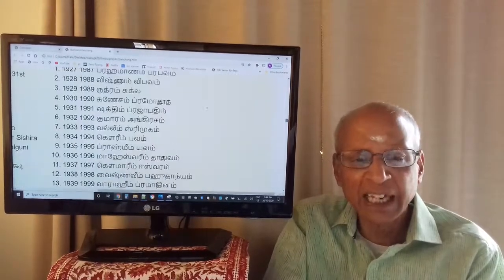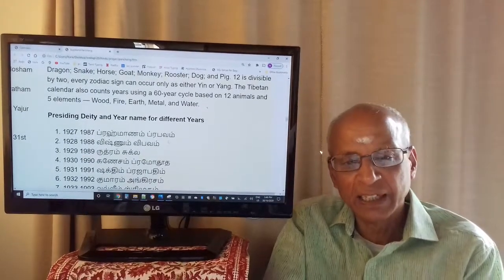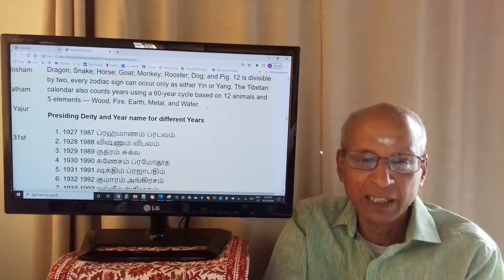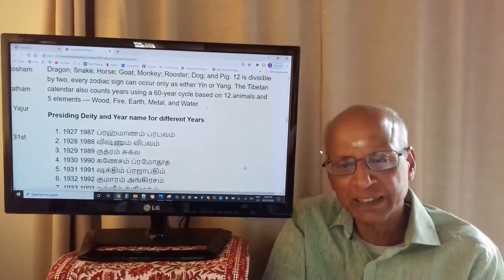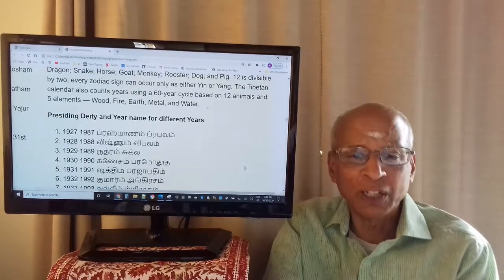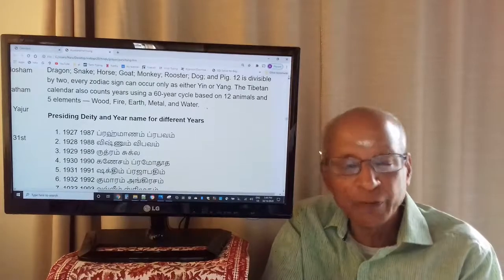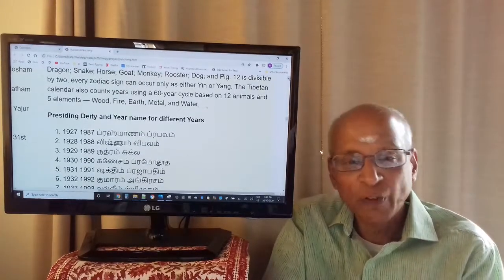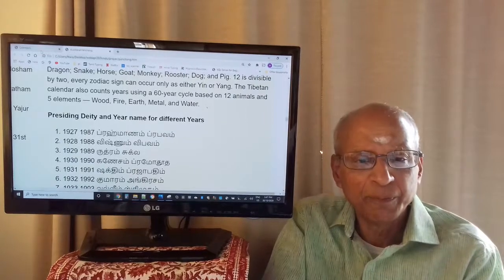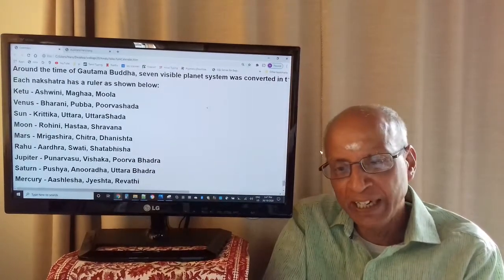So in this 60-year cycle, every year, like 1927, 1987, the year is called Prabhava. There is a deity associated with it, and the prayers. And the Chinese have a similar one, like 12 animals; Tibetans, it went from Tibet. 12 animals and 5 elements, wood, fire, earth. I don't want to go into heavy details.